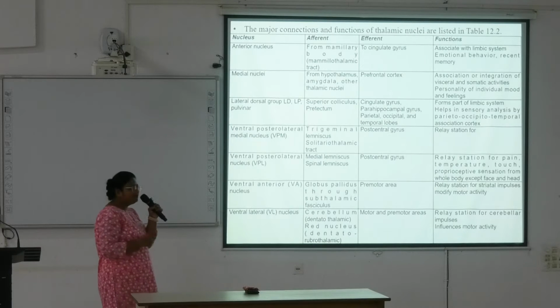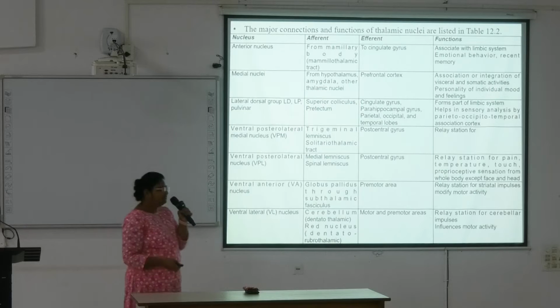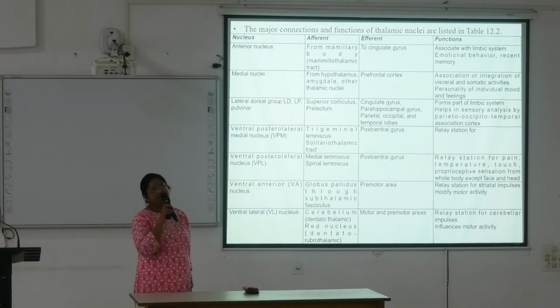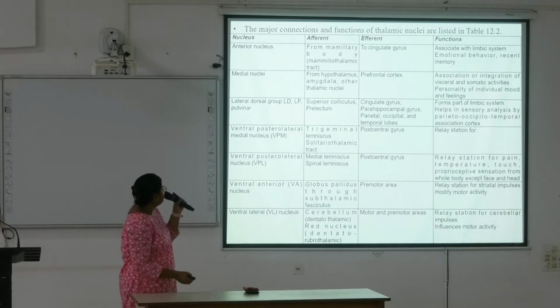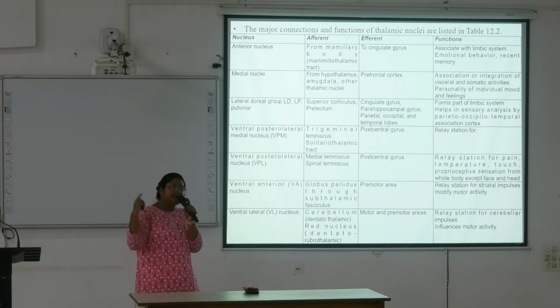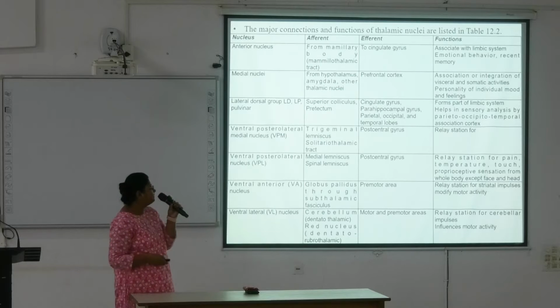So these are the different afferent and efferent connections of thalamus, and they can also come in exams. It is hard to remember. You have to revise multiple times. Next, you practice those diagrams. That's how you can remember.